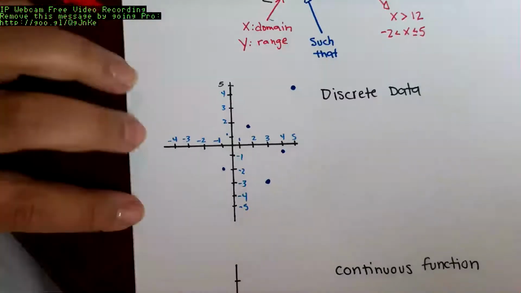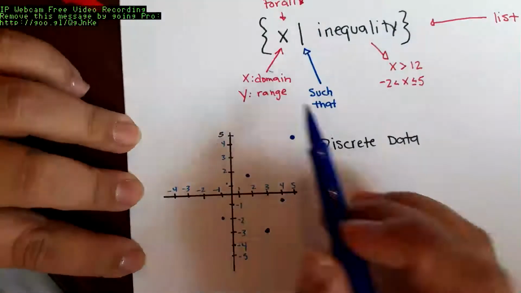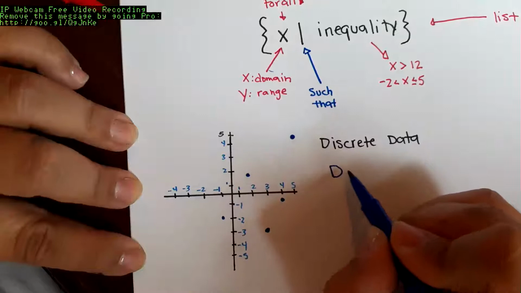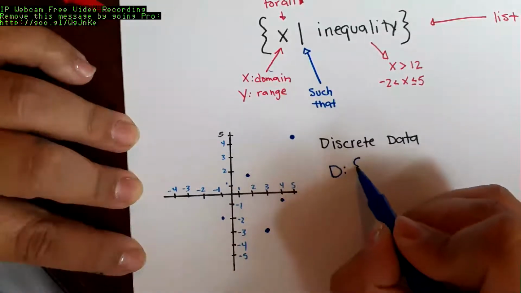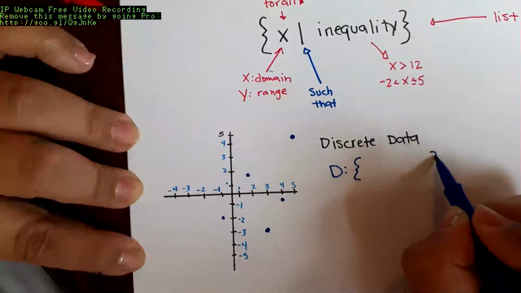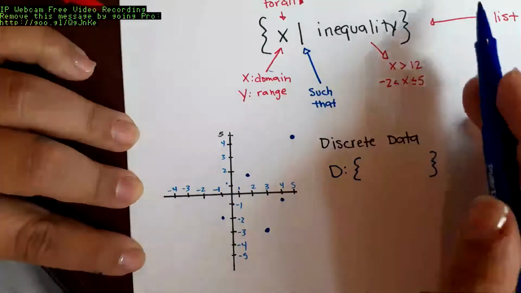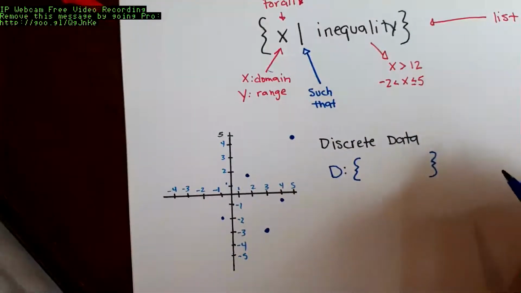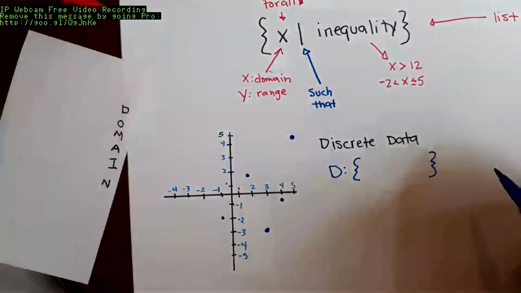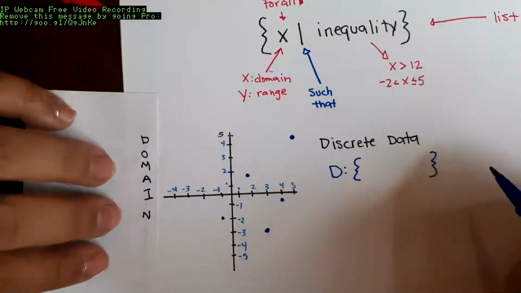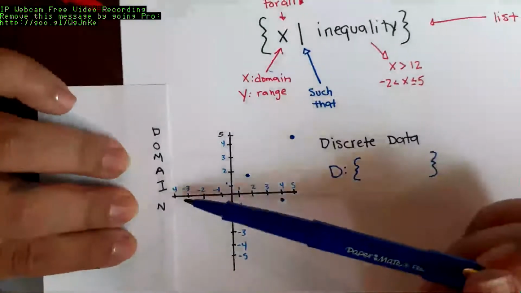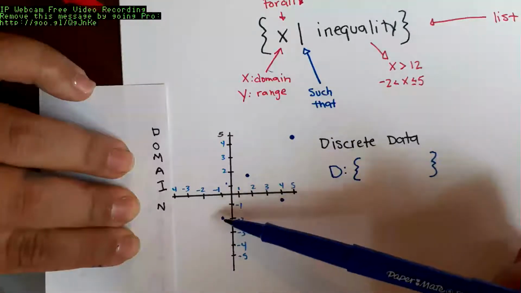So let's go ahead and do our set notation. Remember, we're going to start out with our curly braces. But first, let's put our domain, because that's what we're talking about. And with discrete data, we write it a little differently. Remember how I said that it's mainly a list that we're making? With discrete data, that's exactly how we're going to write it, as a list. So first, to get my domain, I'm going to start from the negative side and work over to the positive side, and I'm going to list the values on my x-axis where I find a data point.